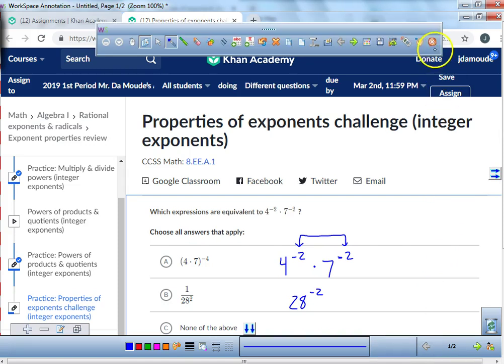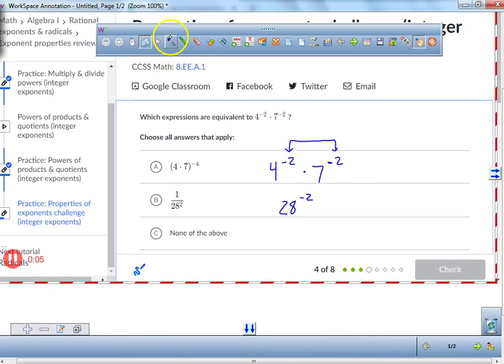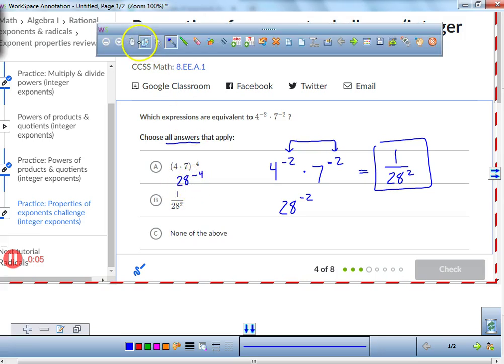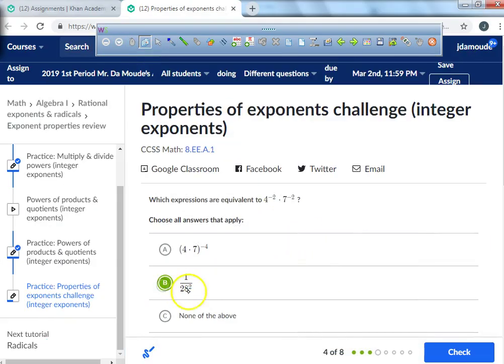Go back. This right here is equal to 1 over 28 squared, because anytime you have a negative exponent, if you want to make it positive, all you have to do is put it down in the denominator. Now, right now it says choose all answers that apply. If I multiply those together, that gets me 28 to the power of -4, and that is not the same. So right now the only answer choice that will work will be answer choice B.